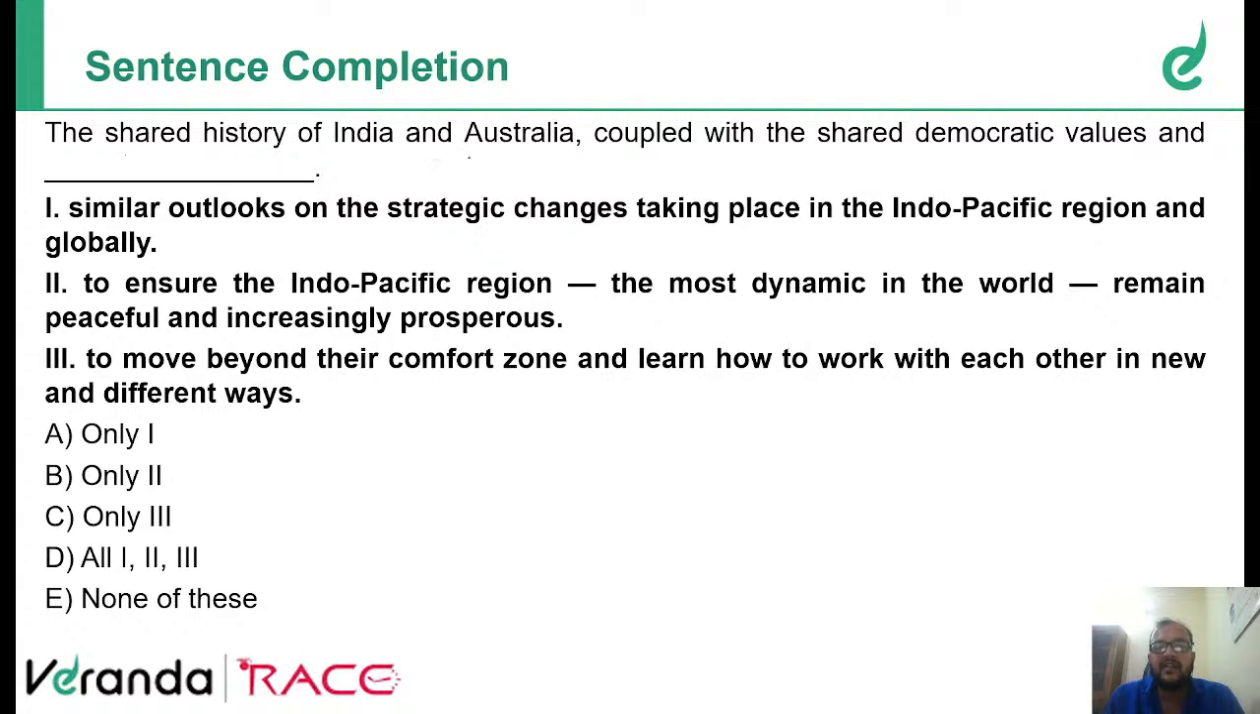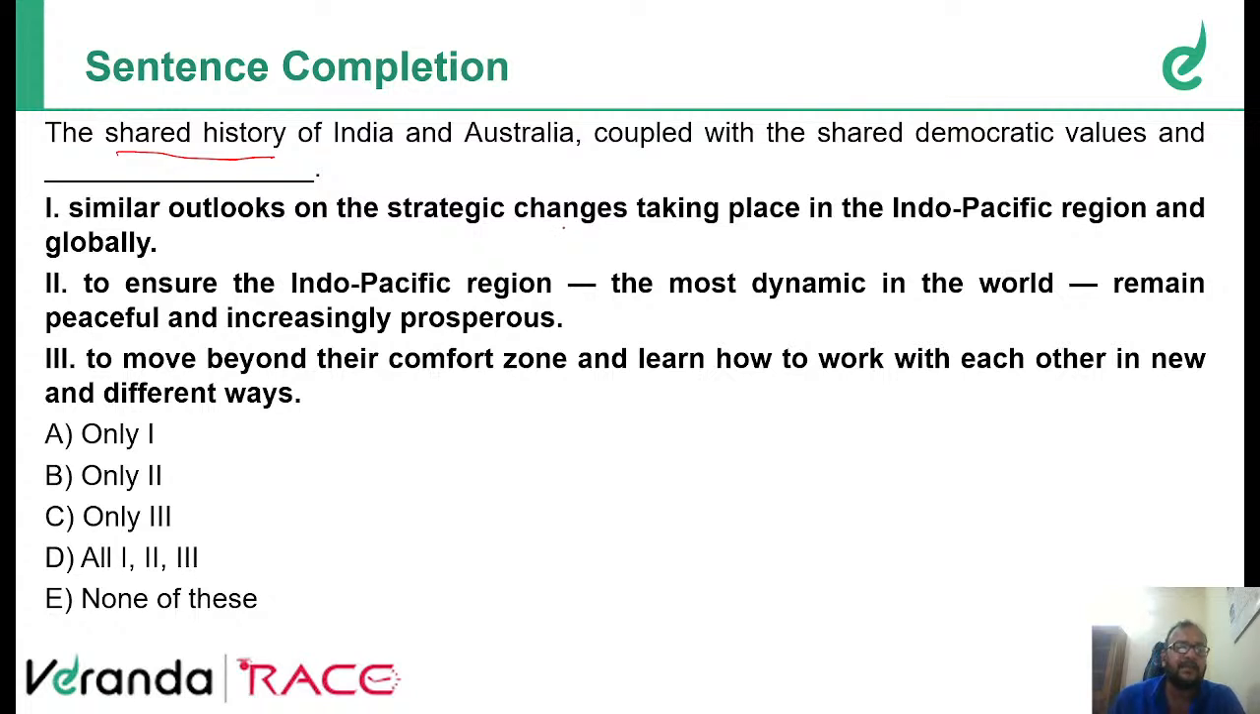The shared history of India and Australia, coupled with the shared democratic values and dash. So it talks about the shared history of India and Australia, coupled with the shared democratic values, and so what should come in the blank? Let us see what should come in the blank. Coupled with shared democratic values, and similar outlooks on the strategic changes taking place in the Indo-Pacific region and globally.